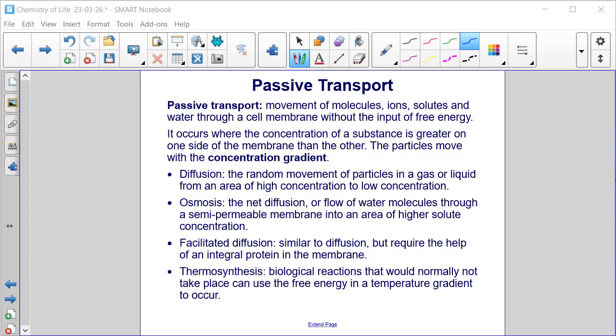Diffusion, the random movement of particles in a gas or liquid from an area of high concentration to low concentration. Osmosis, the net diffusion or flow of water molecules through a semi-permeable membrane into an area of higher solute concentration. Facilitated diffusion, similar to diffusion, but requires the help of an integral protein in the membrane. And thermosynthesis, where biological reactions that would normally not take place can use the free energy in a temperature gradient to occur.